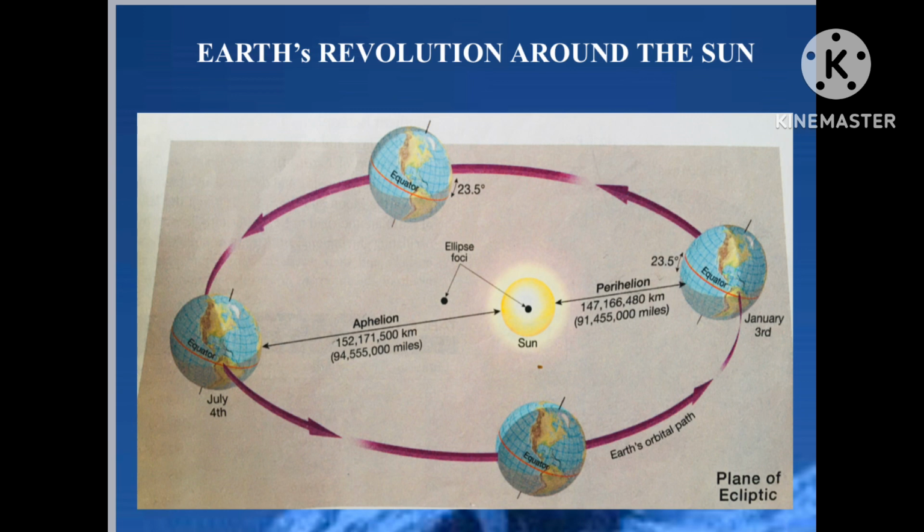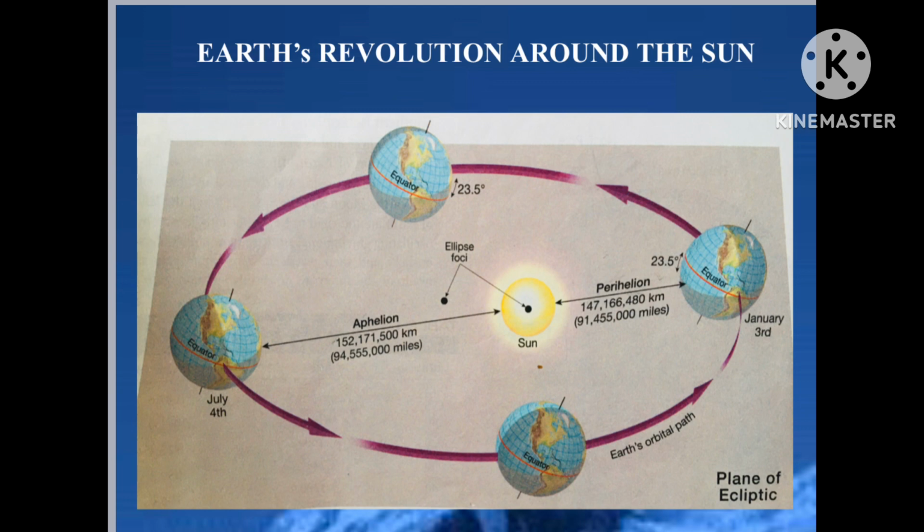Here the question arises: on which date is the minimum distance between the earth and sun, or on which date is the earth closest to the sun and on which date is it farthest from the sun? The answer is 3rd January and 4th July.